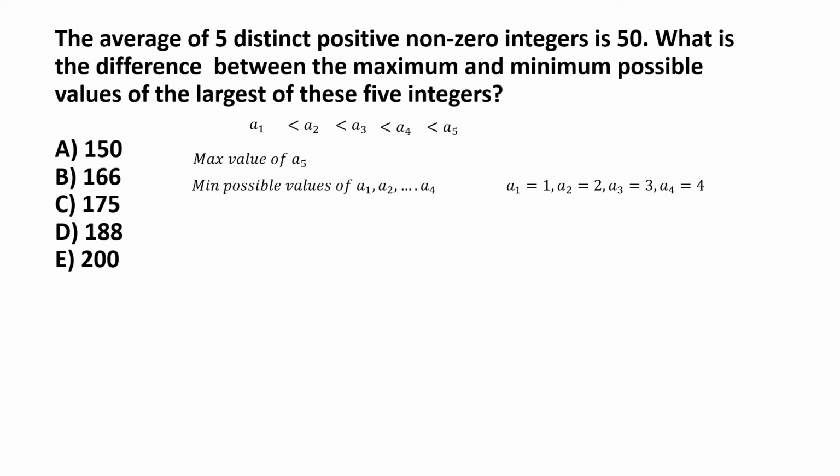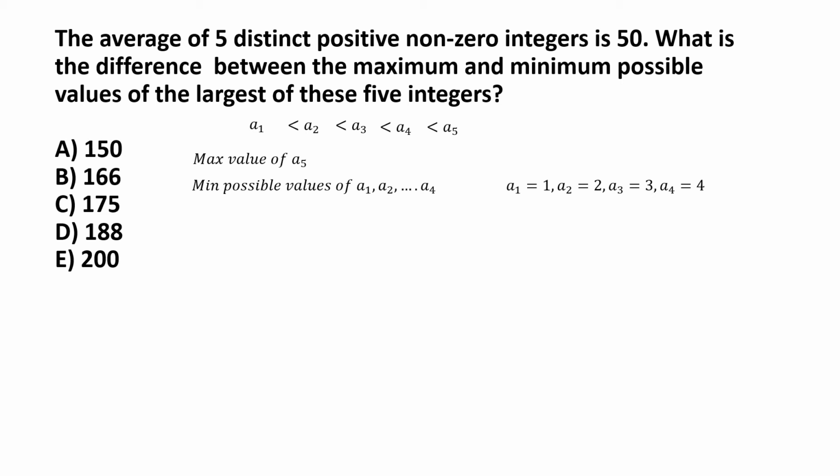This is important to keep in mind, that the problem specifies that these integers have to be distinct, right? So they cannot take on the same value. So when you're assigning the minimum possible values of these integers from a1 through a4, of course a1 being the least possible integer value, that's 1, and then we look for what's next. What's the next lowest possible value after 1? That's what we assign to a2, and so on to a3 and a4.